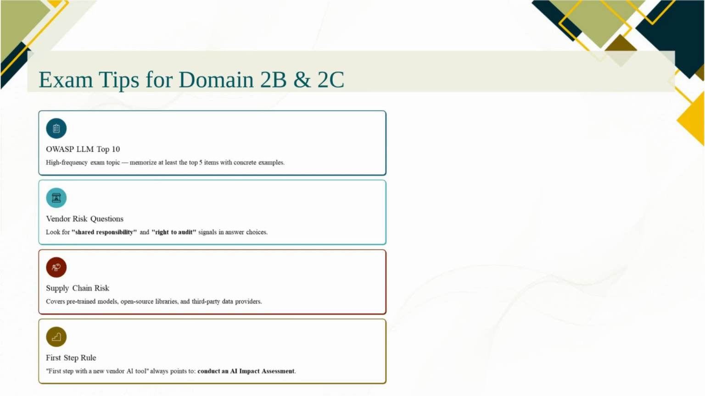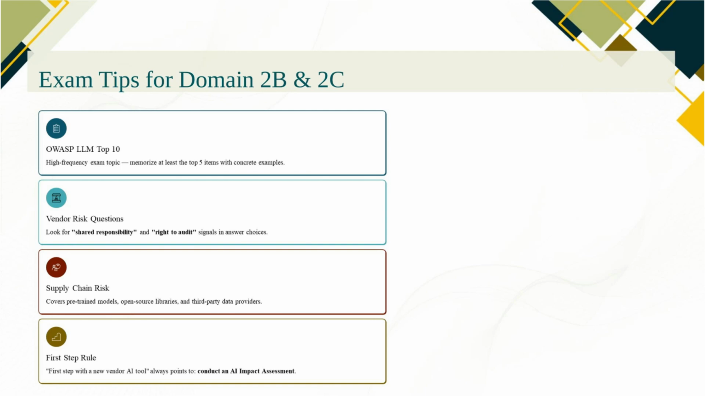OWASP LLM Top 10 is high frequency. At minimum, memorize the top 5 with a real-world example for each. For vendor risk questions, look for the signals shared responsibility and right to audit. Those are almost always the correct answer anchors. Supply chain risk equals pre-trained models plus open source dependencies plus data providers. It's the whole chain, not just your direct vendor.